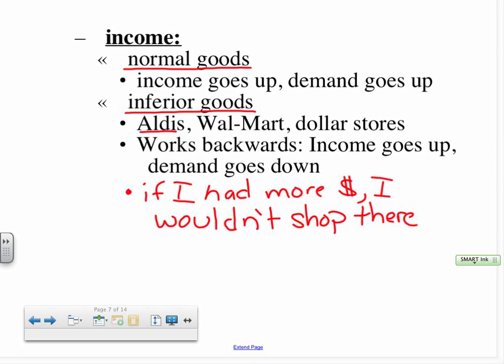So if you had a question that sounded like this, what would happen to the demand for the dollar store if the economy was doing really well and everybody in general had $15,000 more a year than they did before? Well, the demand for the dollar store would go down because as everybody's income or money goes up, demand for those inferior goods goes down.